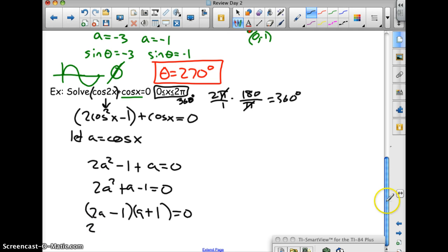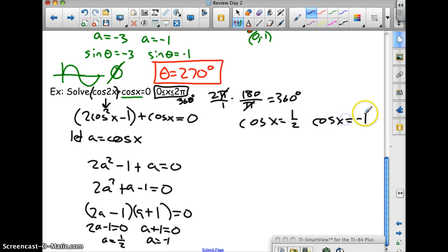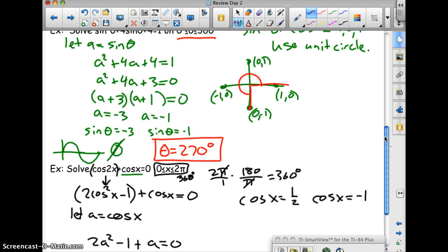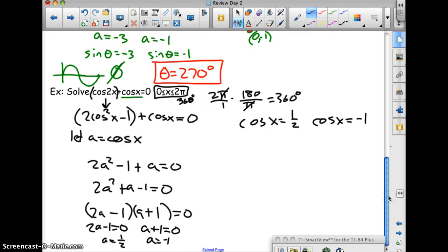So 2a minus 1 equals 0, a plus 1 equals 0. Here I'm going to get a equals positive 1/2. Here I get a equals negative 1. Now it's time to take those out and put this back in. Cosine x equals 1/2. And cosine x equals negative 1. This guy right here comes right from my unit circle. What values does cosine x equal negative 1? That's 180 degrees. So this one is 180 degrees, which when I convert actually turns into pi.